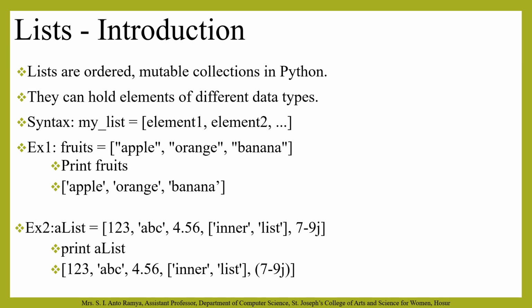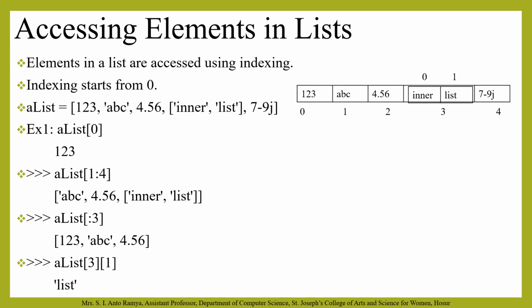The second example, A list is equal to 1, 2, 3, ABC, 4.56 and we have another list, inner list, and then a complex number, 7-9J. So here this A list contains an integer value, a string, a floating point number, as well as another list. It is called a nested list. One list inside another list is called a nested list, and then we have a complex number. So everything can be stored in a single list. So now when we print A list, the entire list is printed.